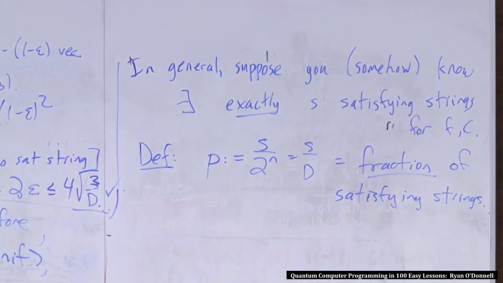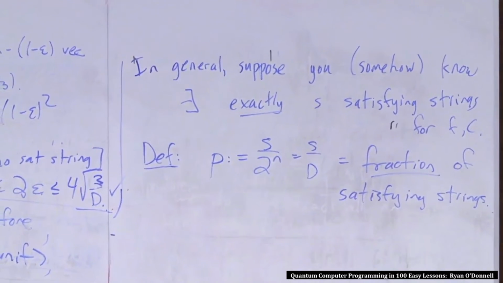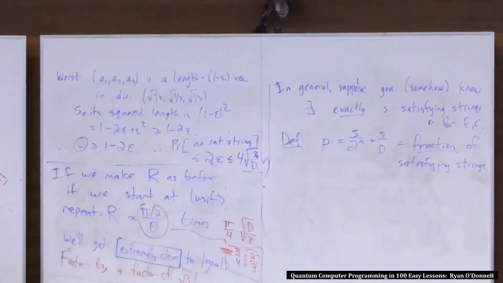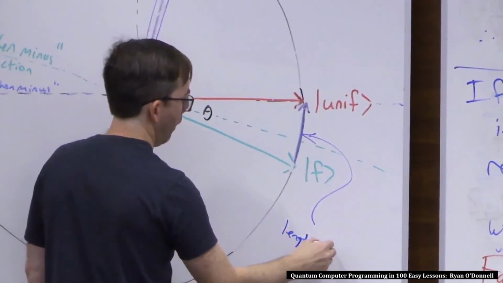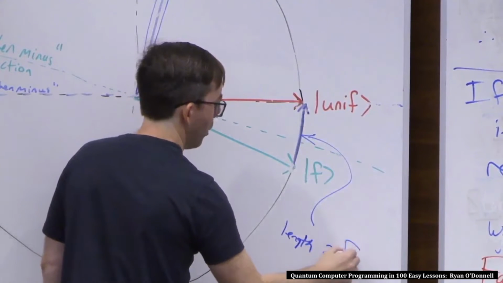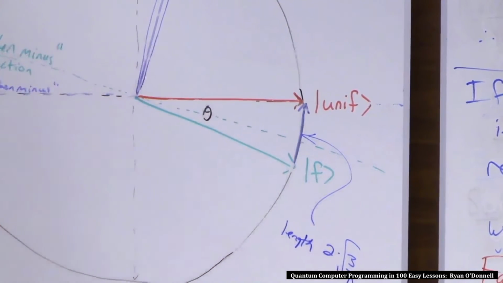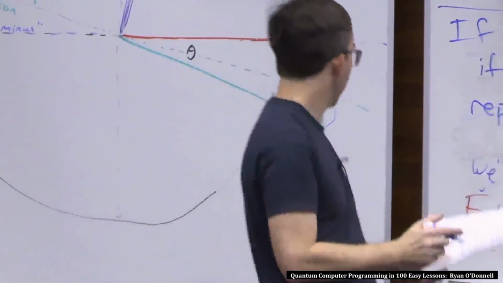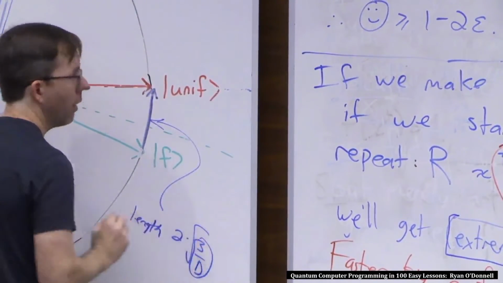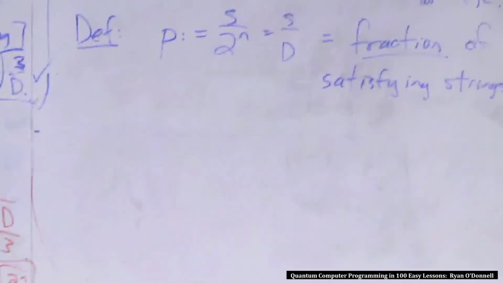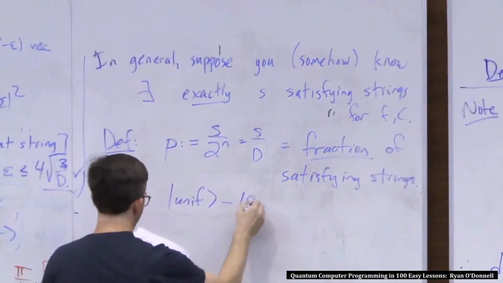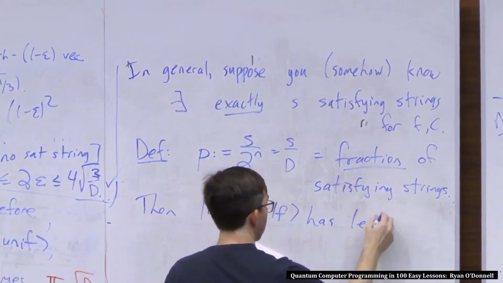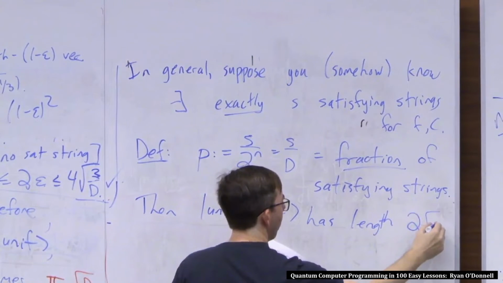When we were doing this analysis when S was 3, this difference vector had length 2 times square root 3 over D. The difference vector is exactly this long. And this 3 over D, that's what we're calling P now. So in this setting, this difference vector, unif minus F, has length exactly 2 square root P.